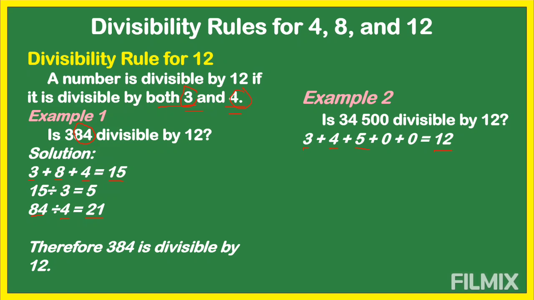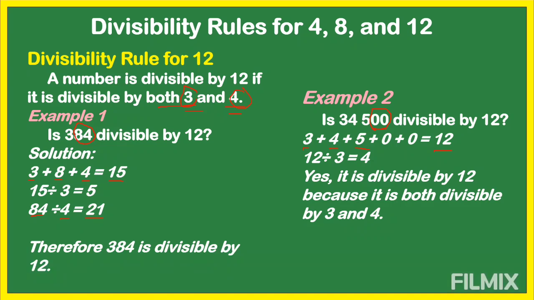So 12 is a multiple of 3. Okay, let's check. 3, 6, 9, 12. So 12 is a multiple of 3. Okay, next, we're going to look at the last two digits for the divisibility rule for 4. So, it ends with 2 zeros, and it is said that if a number ends in 2 zeros, then that is always divisible by 4. So, 34,500 is divisible by 12 because it is both divisible by 3 and 4.